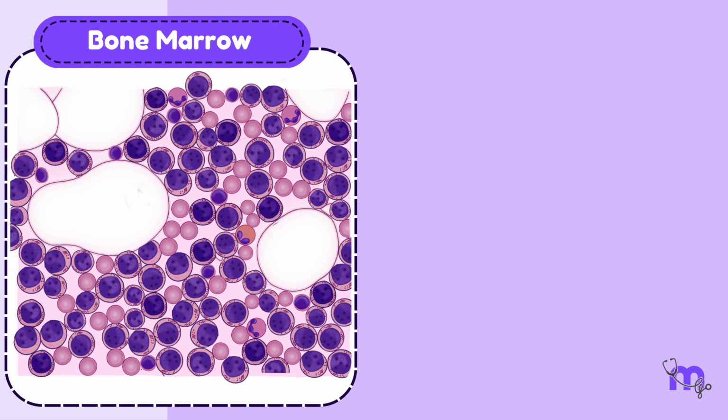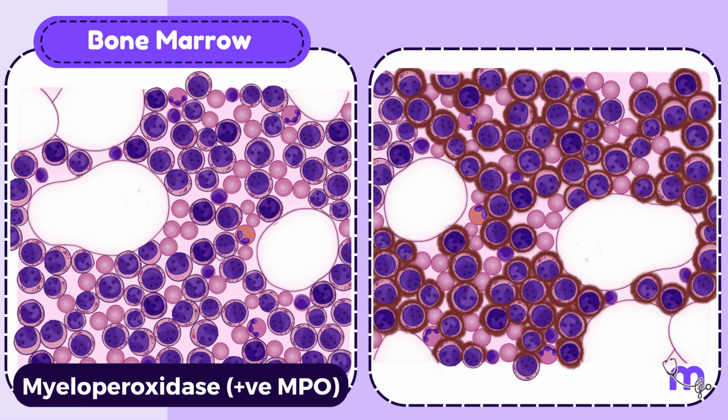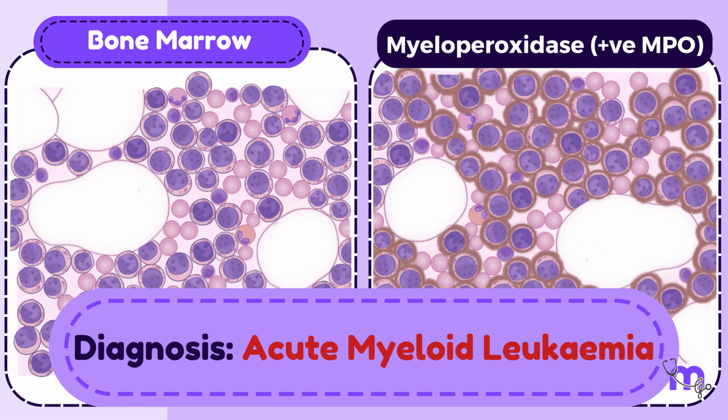The bone marrow showed nearly complete replacement by the same type of blasts, which were positive for a special stain called myeloperoxidase (MPO) and for an immunohistochemical marker CD33. These special tests are done to confirm a myeloid lineage. The final diagnosis was acute myeloid leukemia.